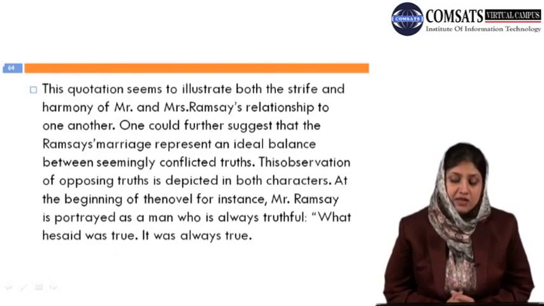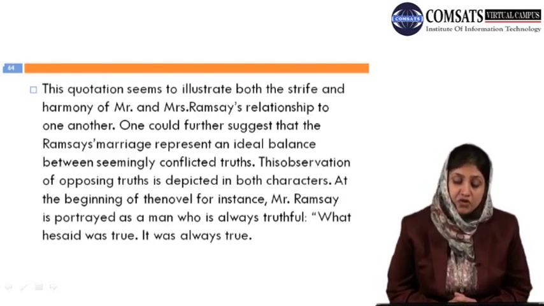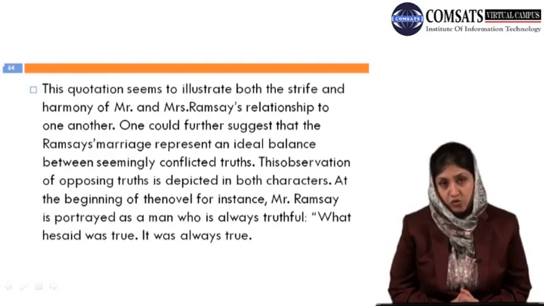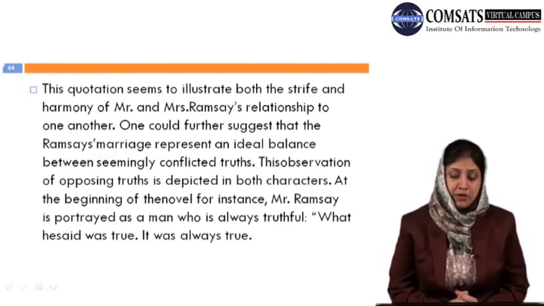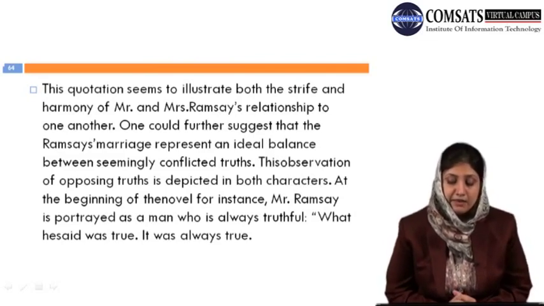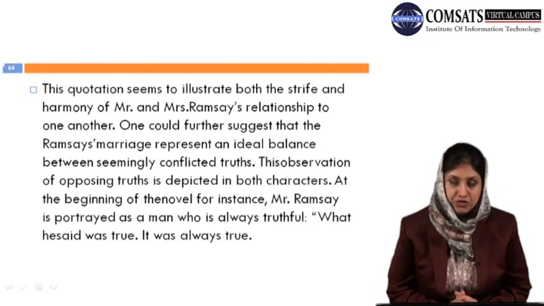So this quotation seems to illustrate both the strife and harmony of Mr. and Mrs. Ramsay's relationship to one another. One could further suggest that the Ramsays' marriage represents an ideal balance between seemingly conflicted truths.